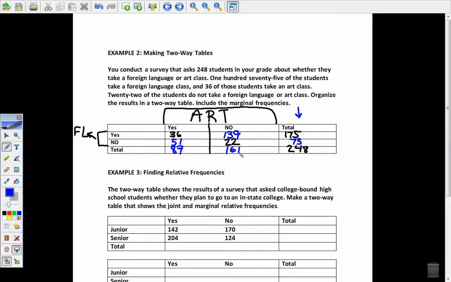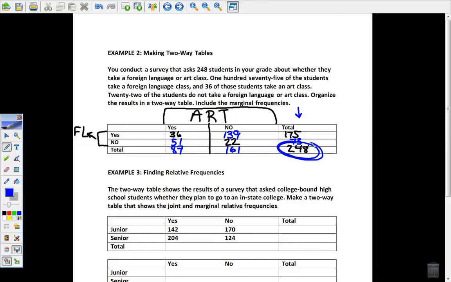You'll know you've done stuff pretty correctly if the following is true. Somebody total 87 and 161 for me. 248. Works. 175 and 73. This row right here, this column, they total up the same value. You've done something correctly there.